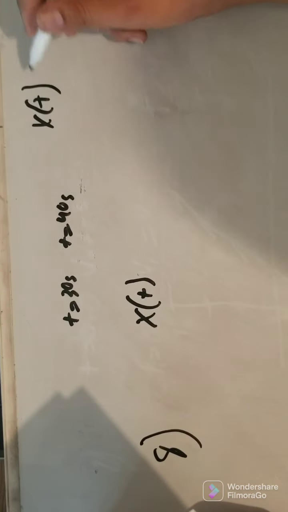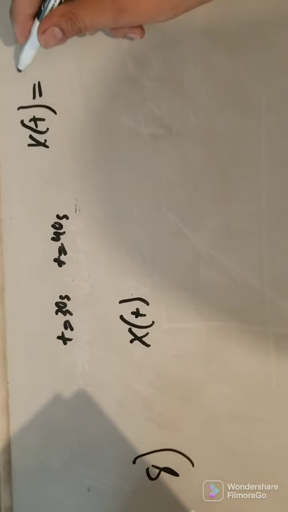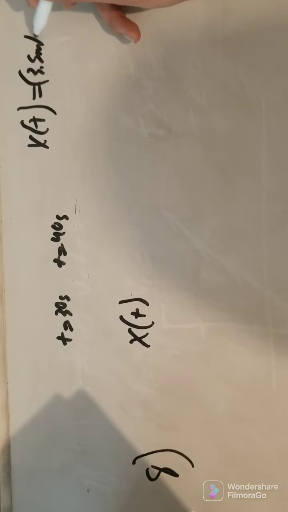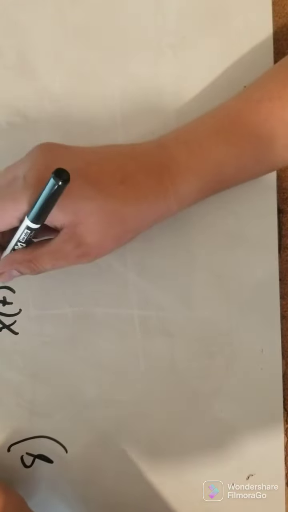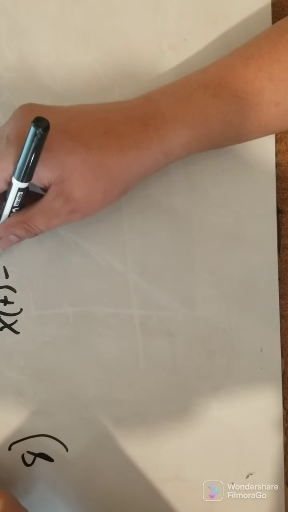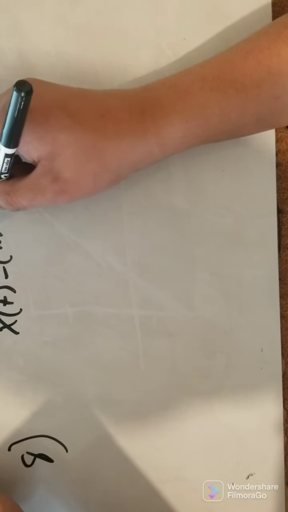So x of t is going to be equal to 3.5 meters a second times t minus 5.00 meters a second squared times t squared, as you can probably see right there. So that's what I have known.